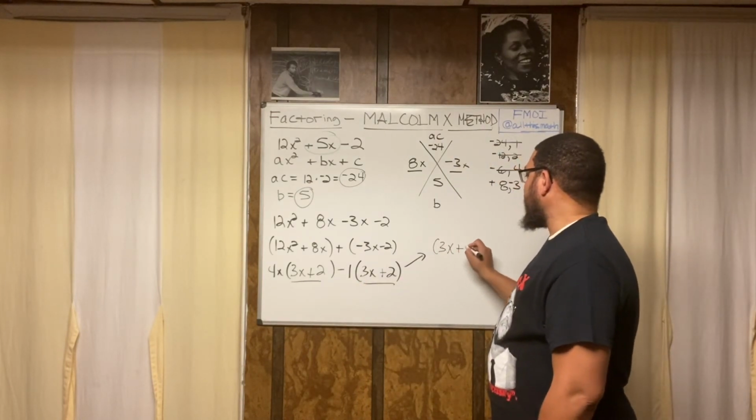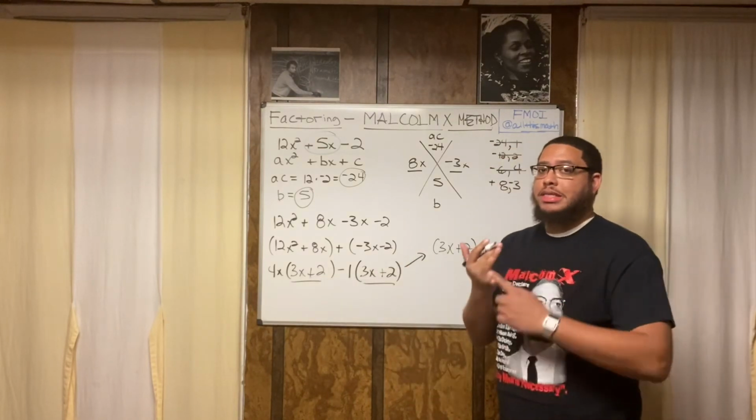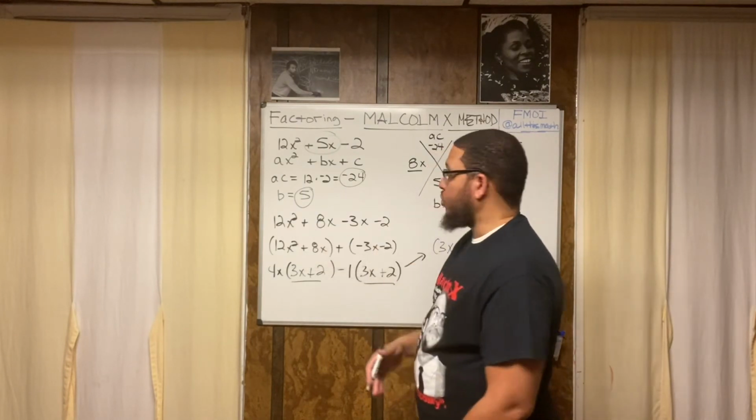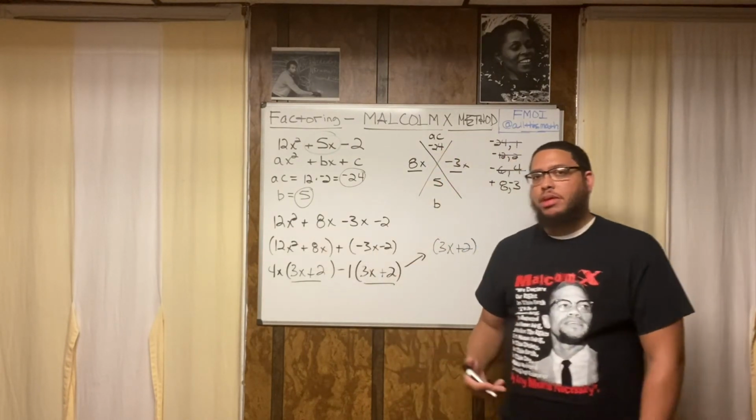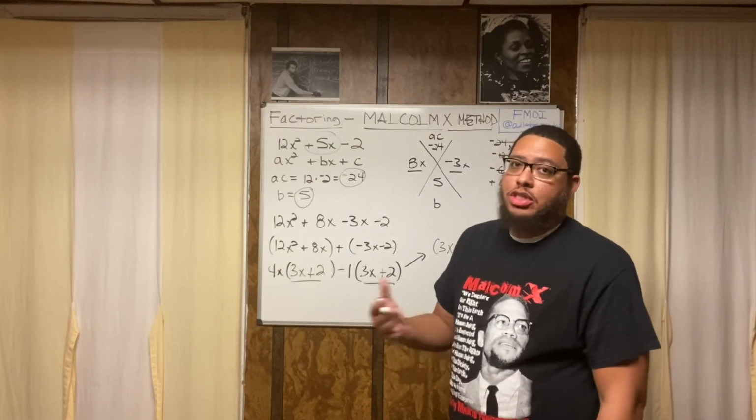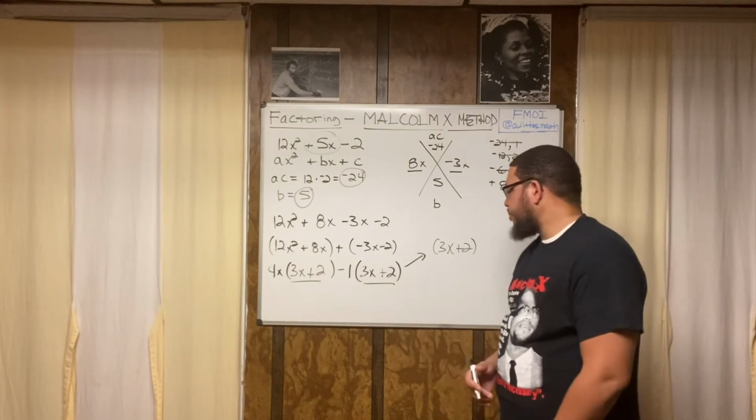Now, if you don't get a binomial that repeats, then something is wrong. Either you made a mistake, or maybe this 4-term polynomial, you're not able to factor it by grouping. And you would have to try another method of factoring. Or maybe it's just not factorable. That's also possible. Everything is not factorable.